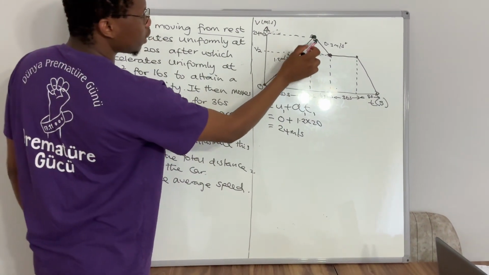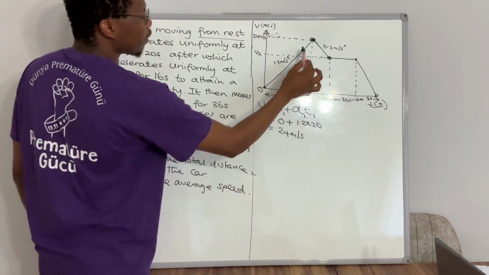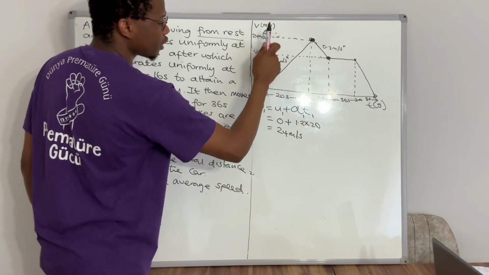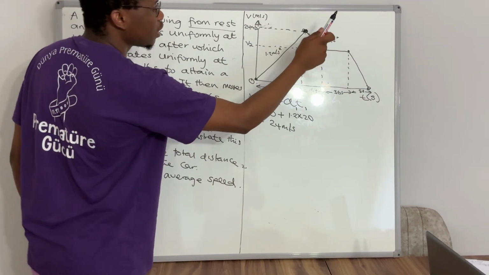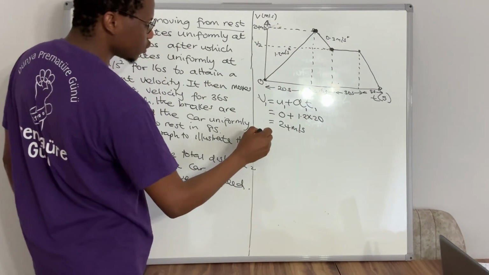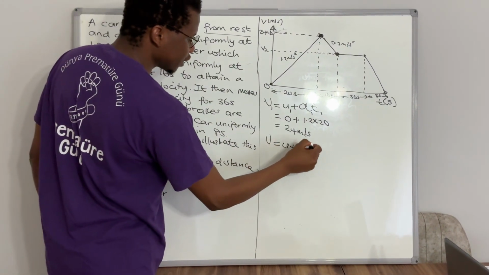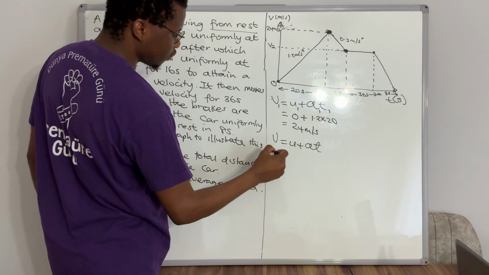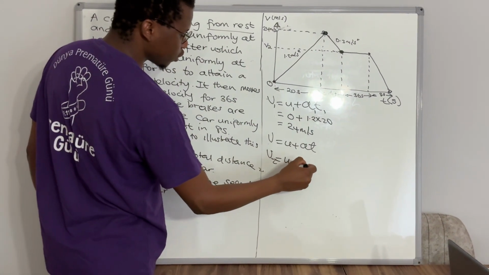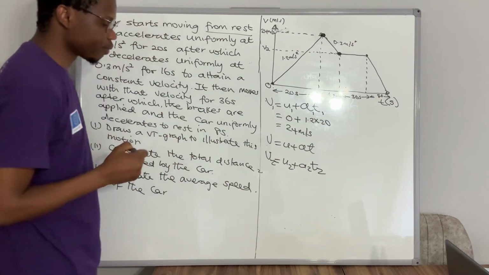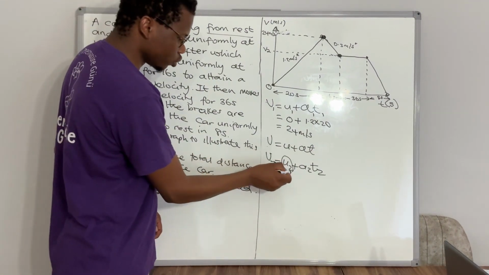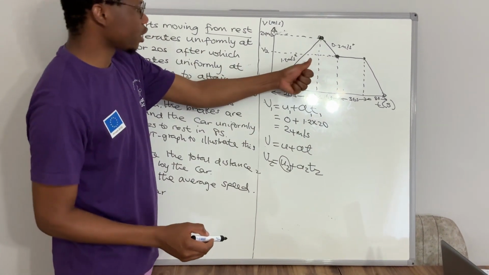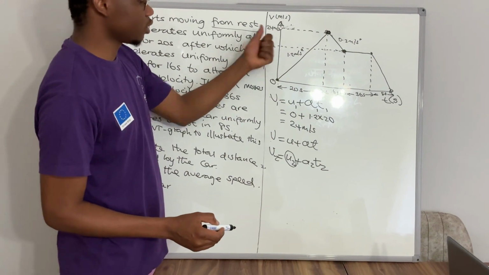So for v2, what you have to understand is that for a velocity-time graph, the final velocity of the first event will serve as the initial velocity for the second event. So if I use v is equal to u plus at again for the second event, that is this portion, when the car was decelerating, we can say v2 is equal to u2 plus a2 t2. This u2, the initial velocity for the second event, will actually be the final velocity of the first event.